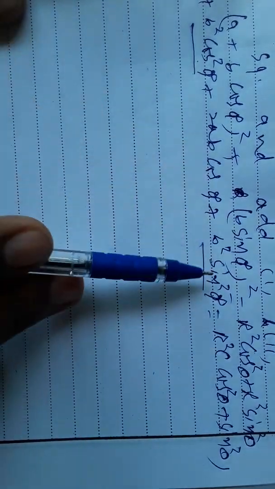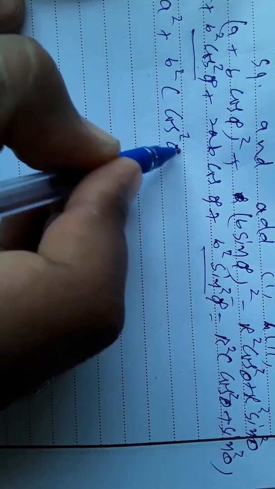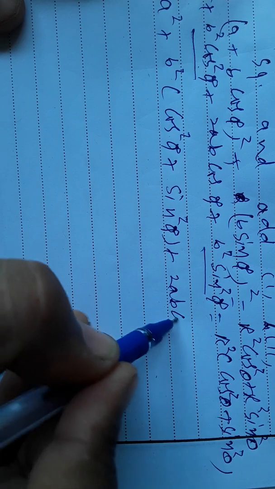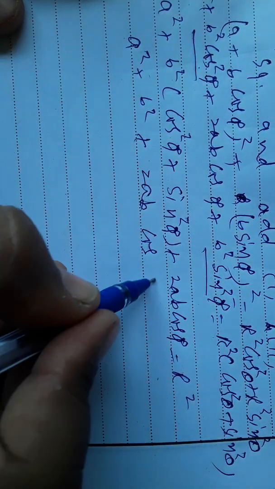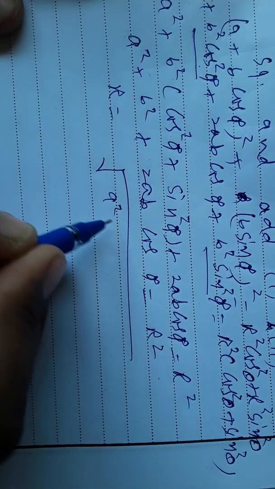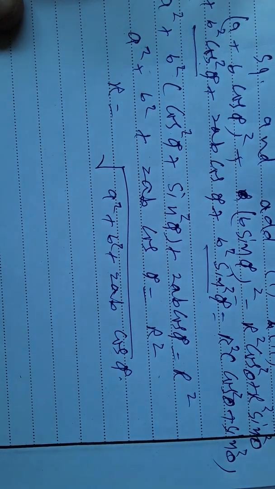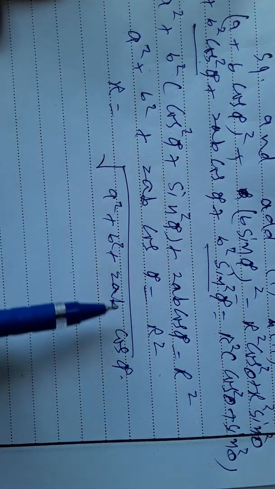From this, b square will be common. It is cos square phi plus sin square phi, which is 1, plus 2ab cos phi is equal to R square. It will be a square plus b square plus 2ab cos phi is equal to R square, or we can write R is equal to under root a square plus b square plus 2ab cos phi. This is the amplitude of the resultant.